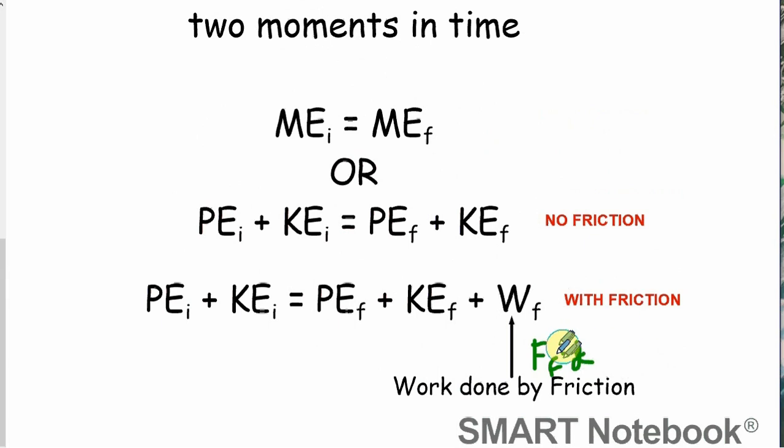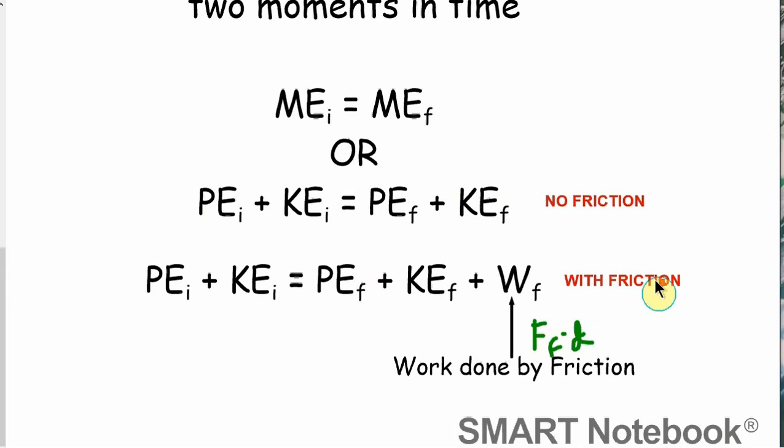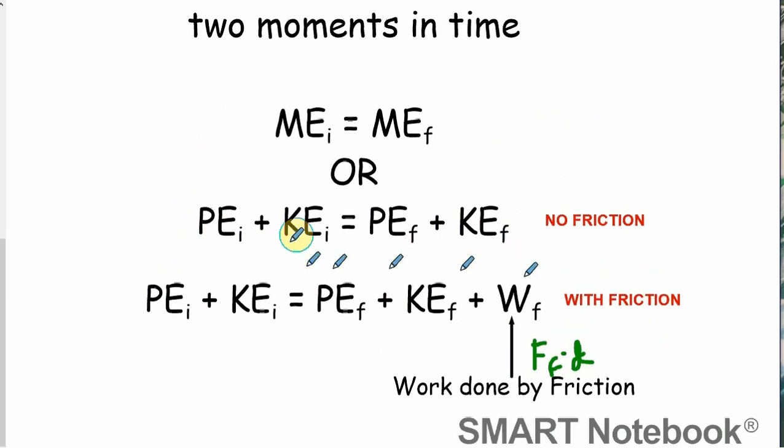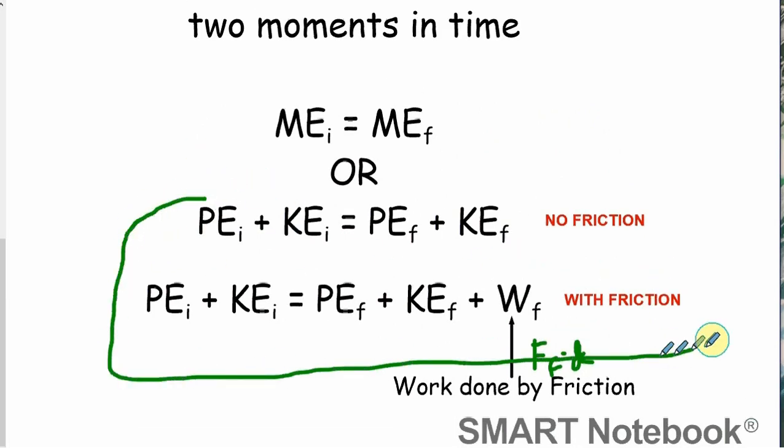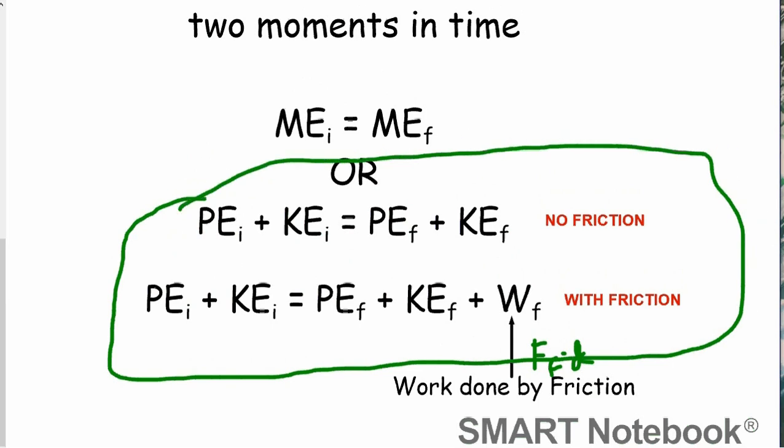So this is just the work done by friction times the distance. You just substitute that in. And of course, you've got to figure out the work done by friction and the distance. We'll be working with both types here. So these are your two big equations right here, with friction and without friction, is what we're going to be dealing with.